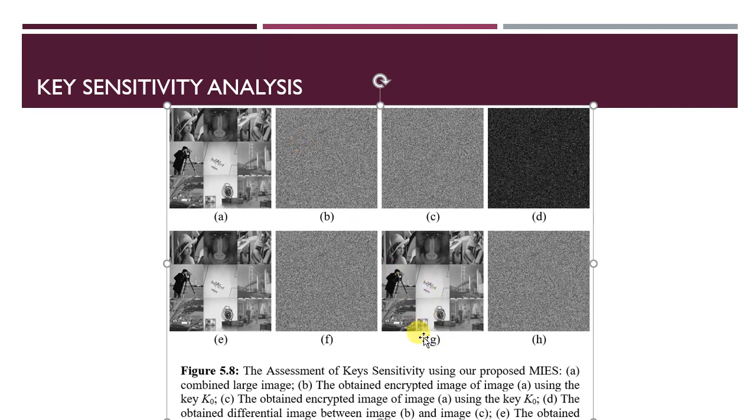But if we decrypt the image C with the key of image B, then the result is very different. So it means that our proposed encryption scheme is best against any kind of key attack. If there is a minute change in the key, then the decryption result will not be desirable.